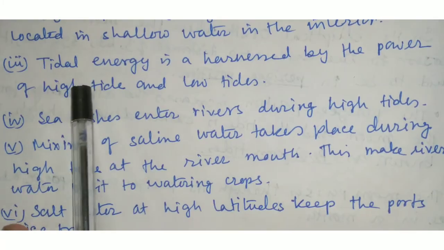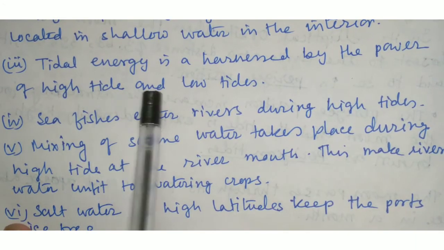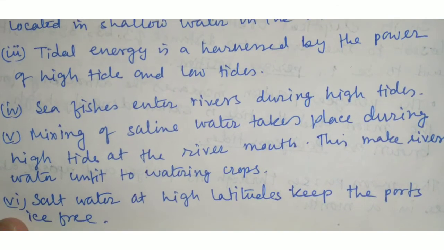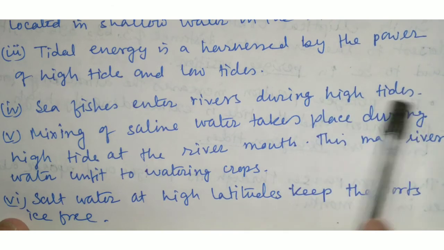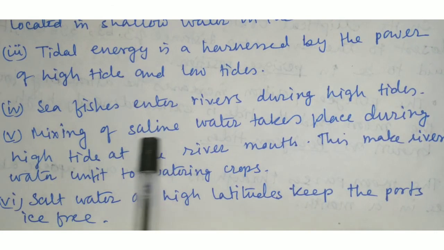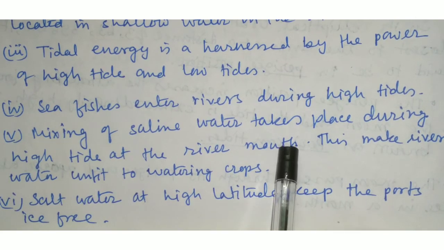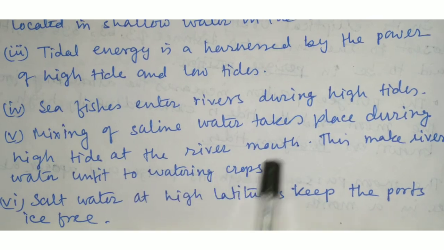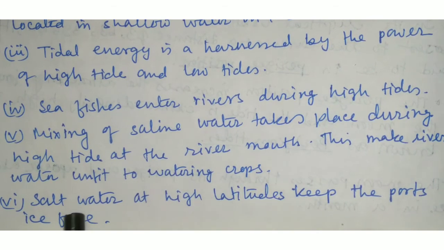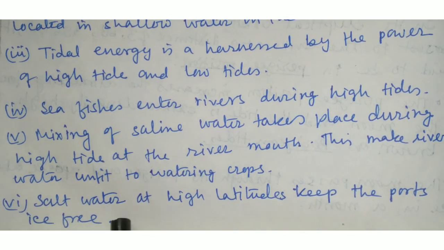Number three, tidal energy is harnessed by the power of high tide and low tide. Number four, sea fish enter rivers during high tide. Mixing of saline water takes place during high tide at the river mouth. This makes river water unfit for watering crops. This is the disadvantage. Saline water at high latitude keeps the port ice free.